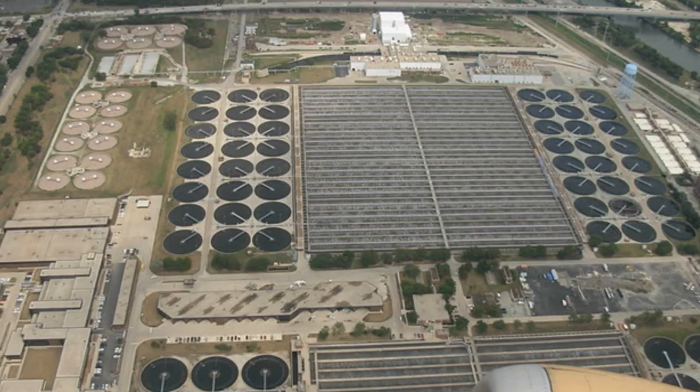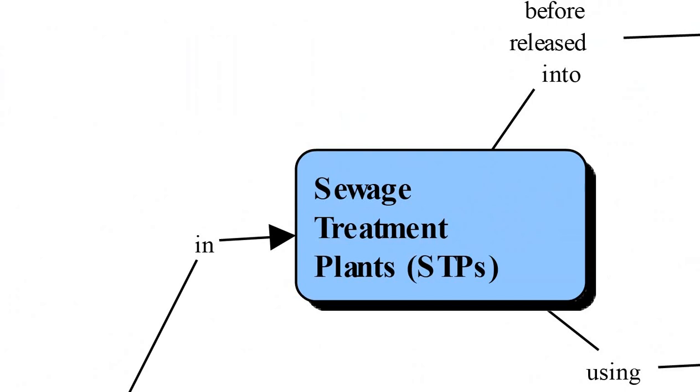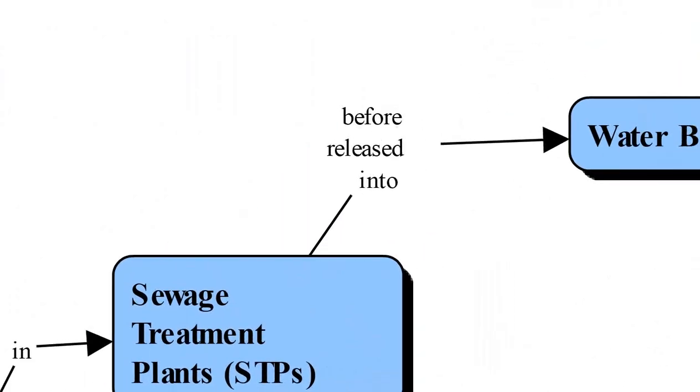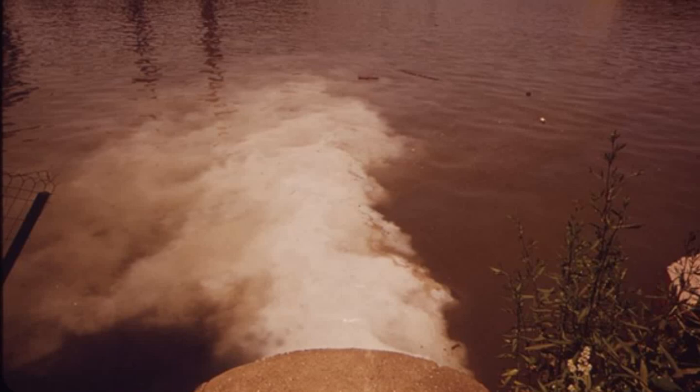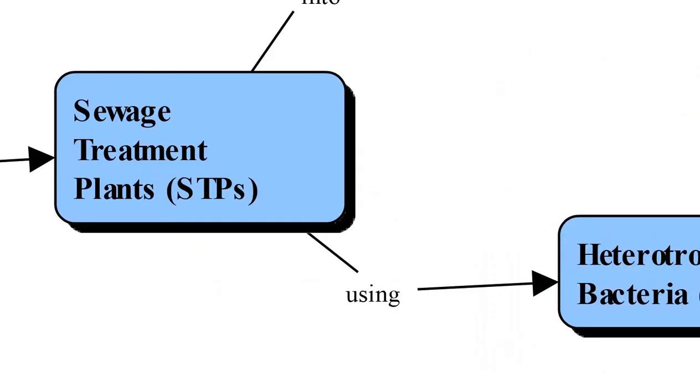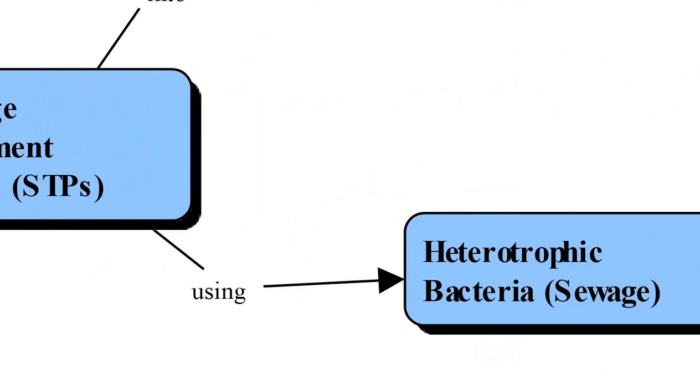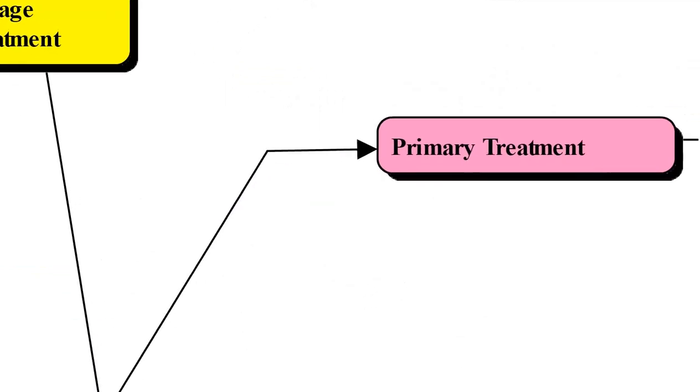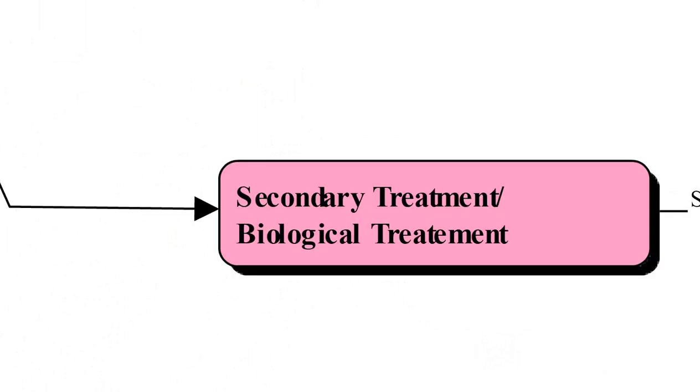sewage treatment plants. So the organic contents as well as the disease causing organisms from the sewage are removed by using the sewage treatment plant before that sewage is released into the natural water bodies. In the sewage treatment plants, usually heterotrophic bacteria, which are native to the sewage, are used to remove all the organic content present in it. This sewage treatment involves two steps, mainly called the primary treatment and the secondary treatment. The secondary treatment is also called the biological treatment.